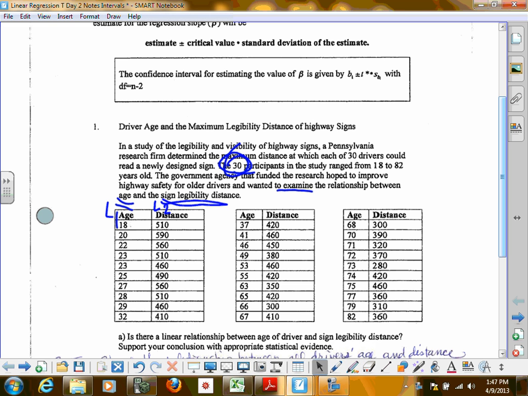Okay? So a Pennsylvania research firm determined the maximum distance at which each of 30 drivers could read a newly designed sign. And so then they studied that range for those participants from 18 to 82, and they were wanting to examine the relationship between age and sign legibility distance.